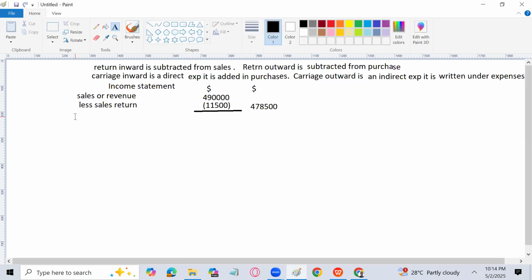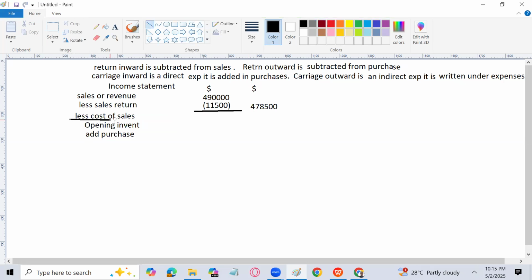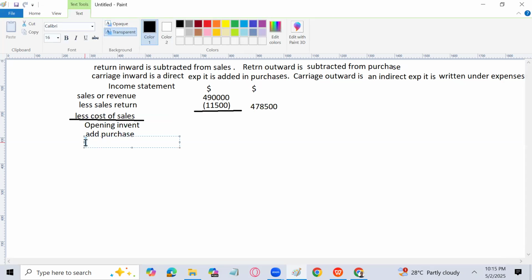Now, from sales or revenue, we know that we used to subtract less cost of sales, right? And cost of sales includes which things? It includes opening inventory. Then we will add purchases. Yesterday we did that. And out of purchases, we need to subtract purchases return or return outward. So I will write here less. In this question, we have not been given purchases return, rather the name is return outward. So we can use return outward also. One and the same thing.